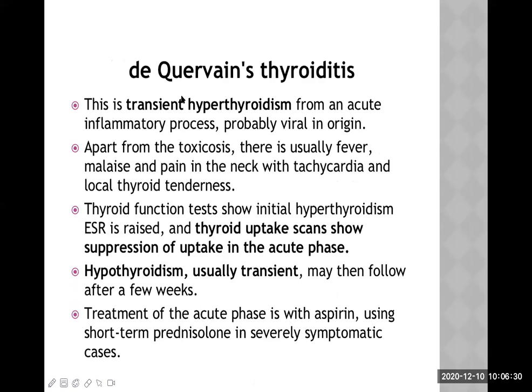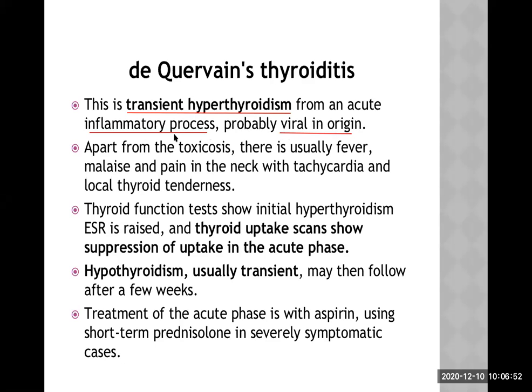So what is de Quervain's thyroiditis? What do you mean by this? Let's talk about it now. This is another cause of hyperthyroidism. Here, this is transient or transitory hyperthyroidism from an acute inflammatory process of the thyroid gland, and most probably it is viral in origin.